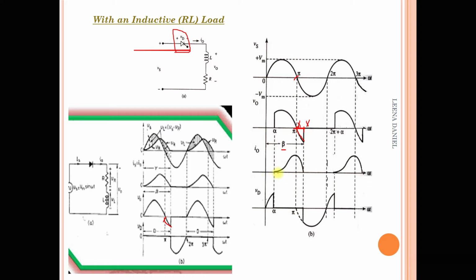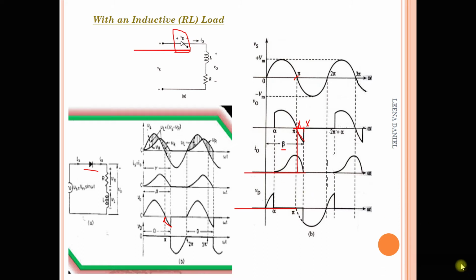And what is the condition of current? Current would continue to flow. This is the point for omega t equal to pi, but current would also flow up to omega t equal to beta. Okay, this is the waveform for this VD, or you can say this diode. When the diode or thyristor is in conducting mode, the voltage across the device would be 0. And when it is in the off state, the voltage across this device would follow the input waveform. So this is the case for the inductive load.